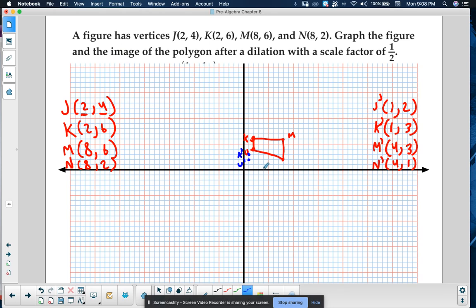So we have 2, 4, and then 2, 3. And (4, 1). So (4, 1) right here. There we go, a little bit smaller. And then that would be M prime and N prime. And that shows a dilation of 1/2.